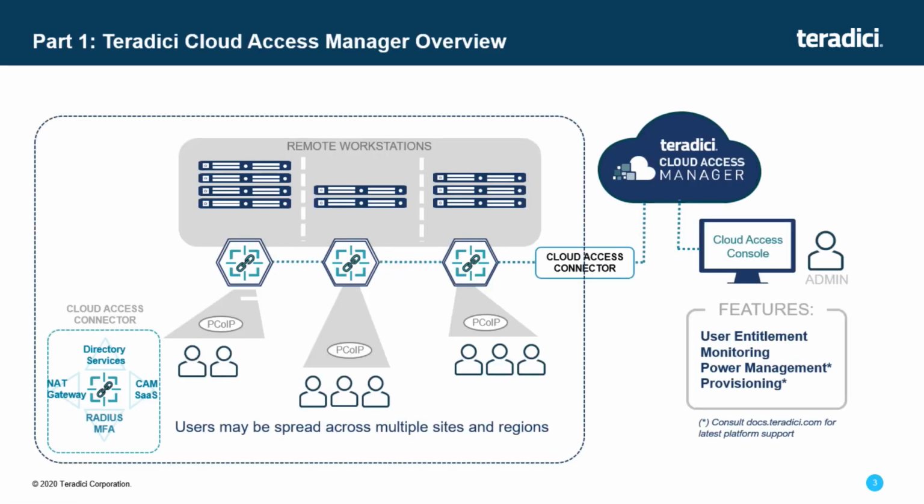What is Cloud Access Manager? Cloud Access Manager, or CAM, enables highly scalable and cost-effective cloud access software deployments by managing cloud compute costs and brokering PCoIP connections to remote Windows or Linux workstations. The Cloud Access Manager solution is comprised of two main components: the Cloud Access Manager service, accessible through the CAM admin console, and the Cloud Access Connector.